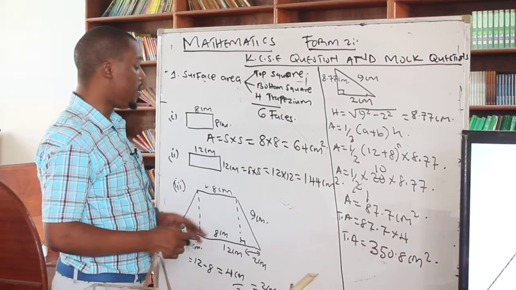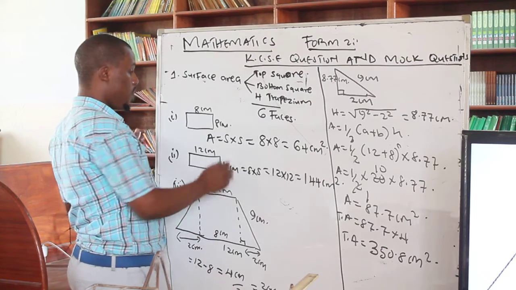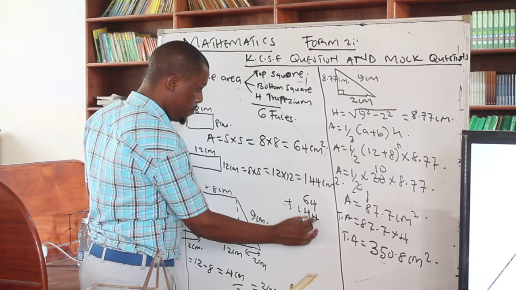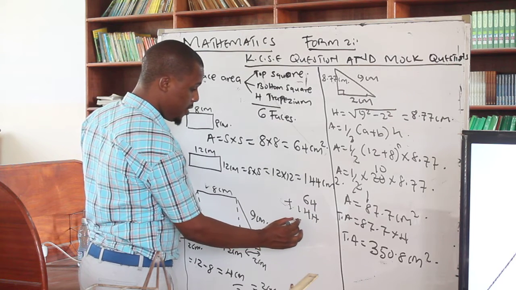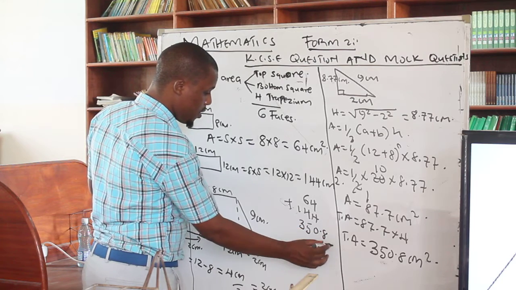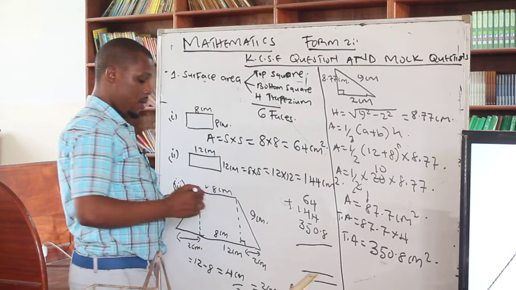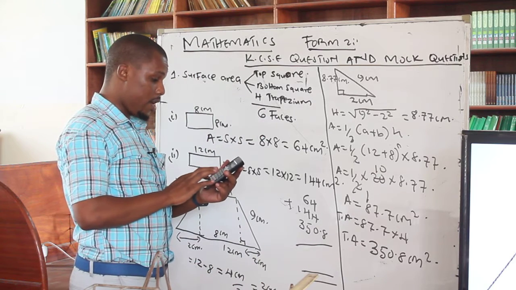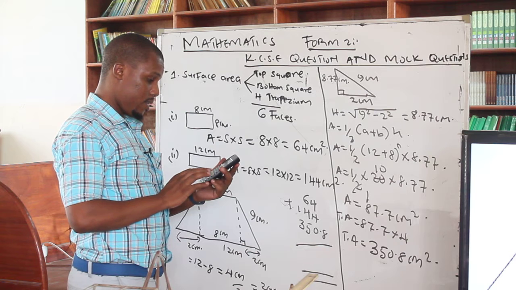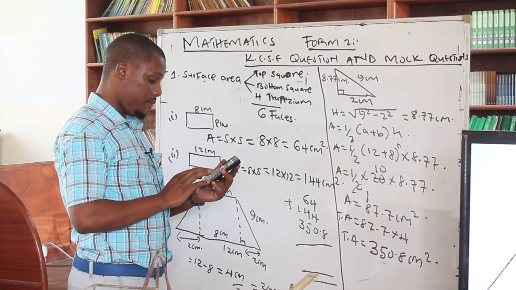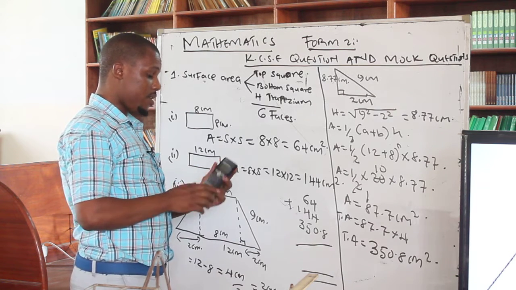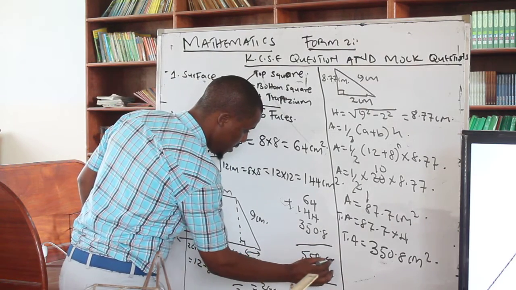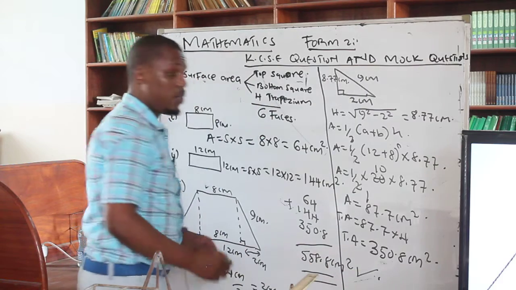Once you are through with that, you need to find the surface area. The surface area is given by the addition of all the faces. So you have the top square, 64, plus 144, then plus the 4 slanting faces, 350.8. In total, from your calculator, this gives us 558.8 centimeters squared. That is how you are going to be awarded your 5 marks.